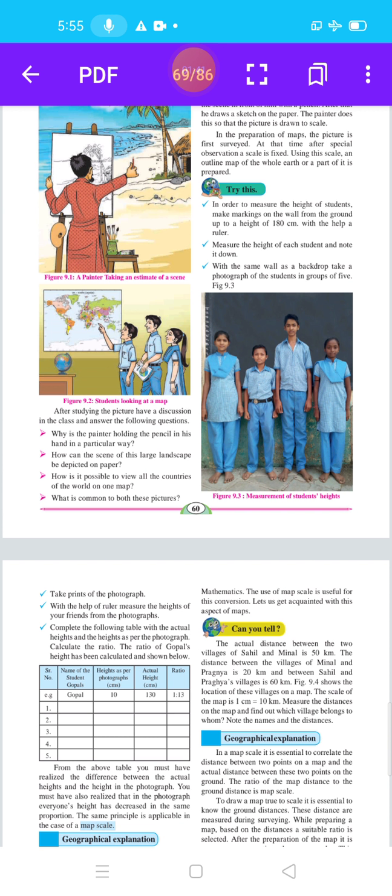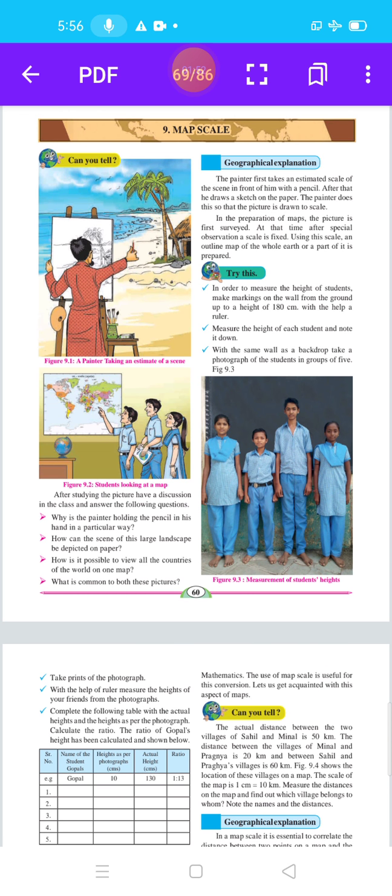The answer of this question is, the painter is holding the pencil in his hand in a particular way to draw a picture in a correct proportion or scale. Here students, the answer of the first question is, the painter holds the pencil in his hand in a particular way to draw a picture in a correct proportion or correct scale.